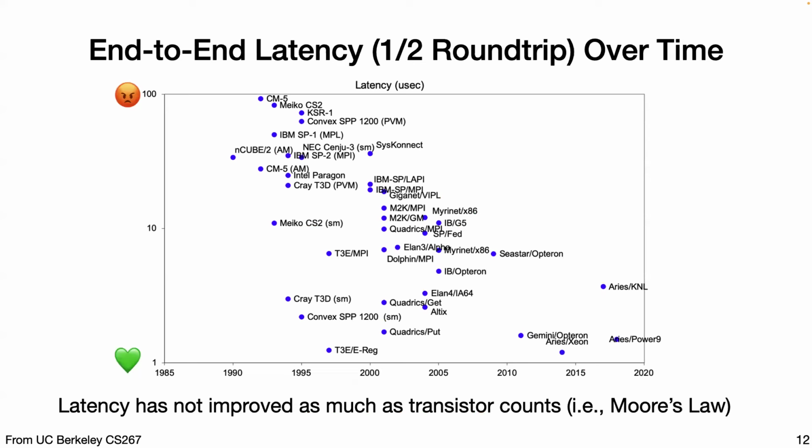This is just some data about latency over time. Again, down is good. One is the best performance so far, and 100 is relative performance. The x-axis is time, and these different lines are combinations of machine and software. You can see it's sometimes written as MPI, which is the software we use to do message passing. Like I said, the latency is dependent on both the software and the hardware. And you can see that in 30 years, this has improved about 100 times, which is not as fast as Moore's law grows.